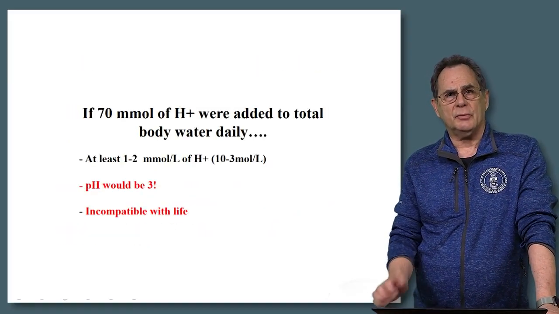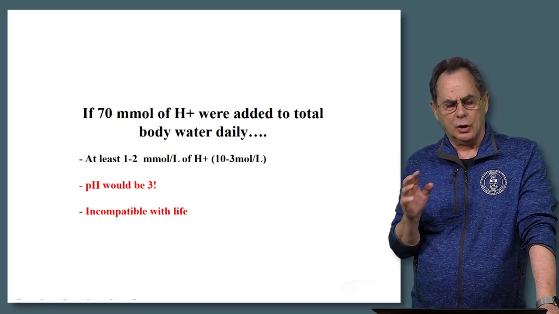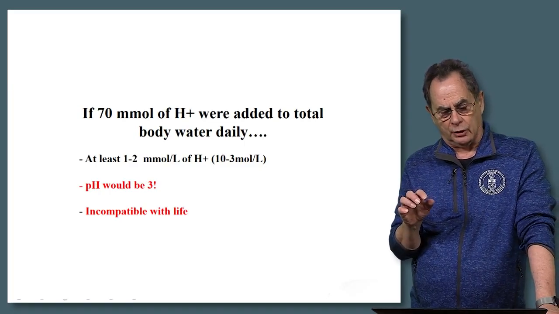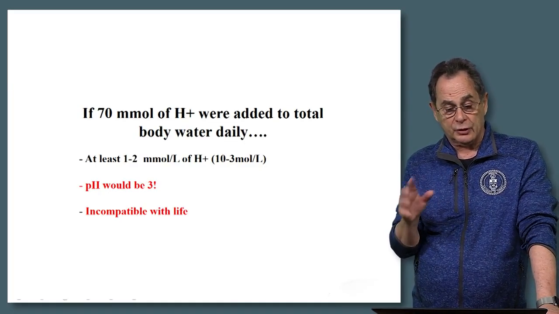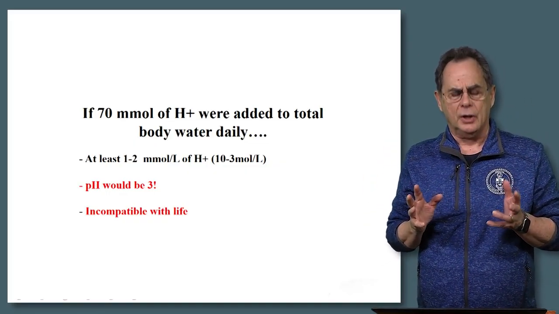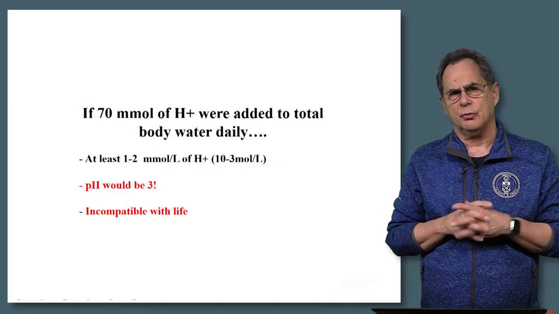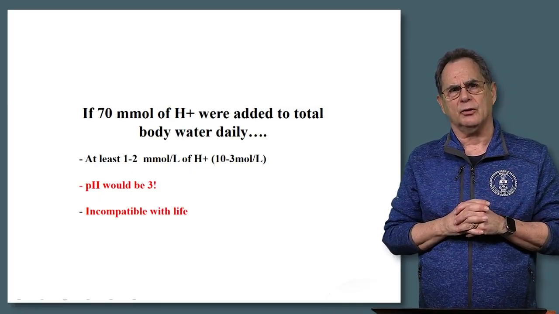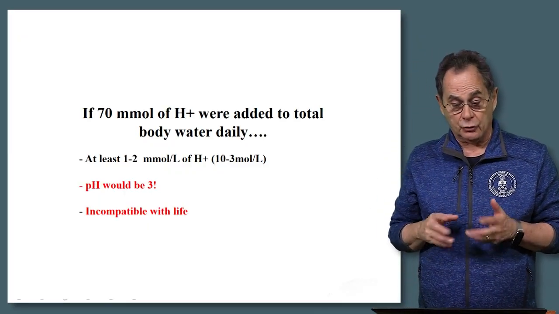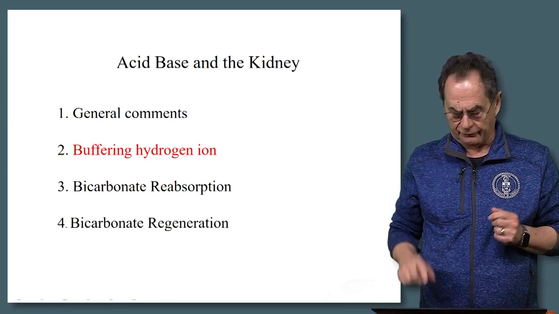So 70 millimoles of hydrogen ion, if it was added to the total body water daily, would cause a tremendous change in the hydrogen ion concentration of our total body water. If we take 70 millimoles and put them into roughly 42 liters, then the change in hydrogen concentration will be about 1 to 2 millimoles per liter. Consequently, 10 to the minus 3 mole per liter, and the pH would be 3. And that's incompatible with life.